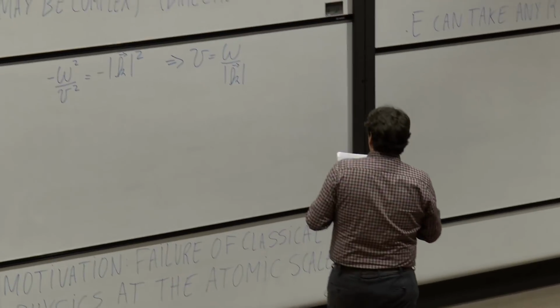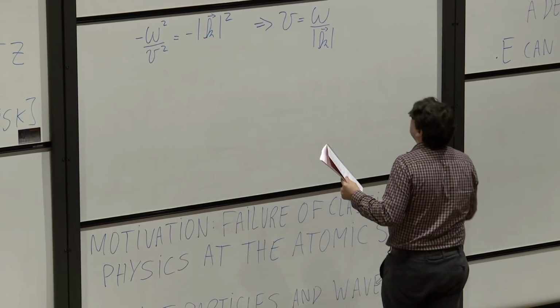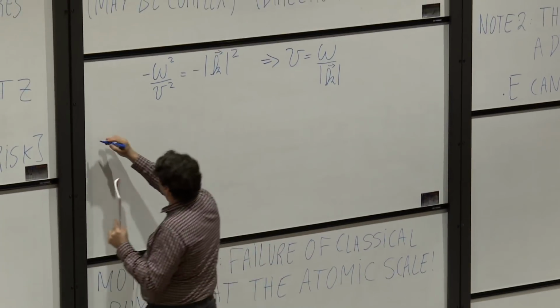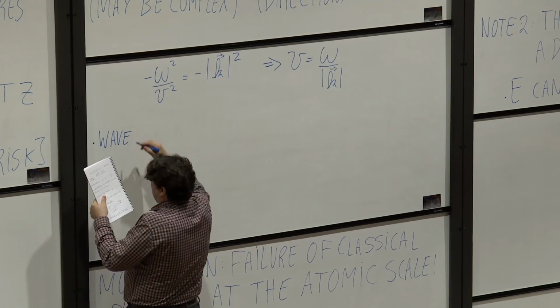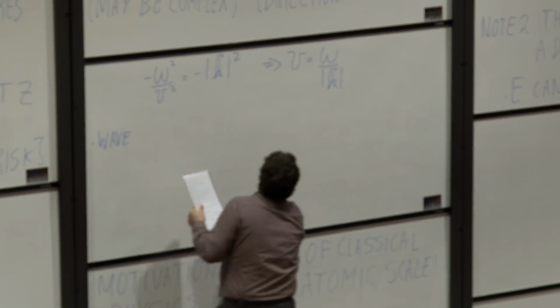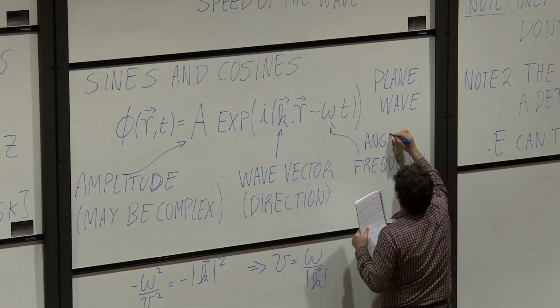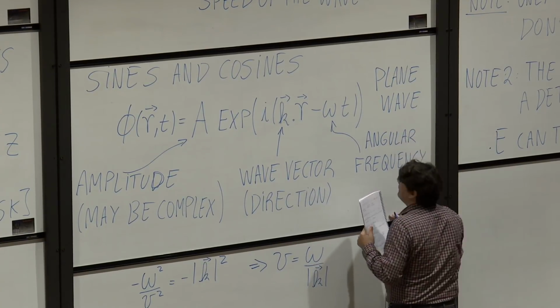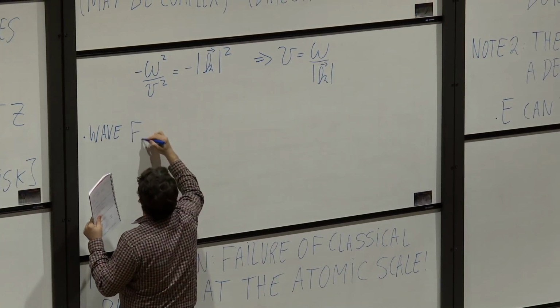Then we have two other things of notation. So sometimes it is important, people will talk about, sorry, this one sometimes is called the angular frequency, omega. And you can also talk about the wave frequency.